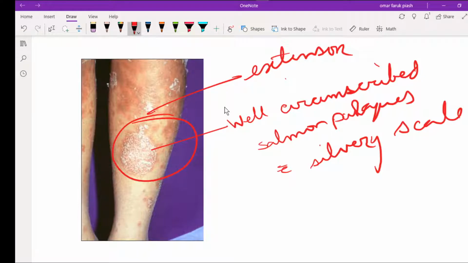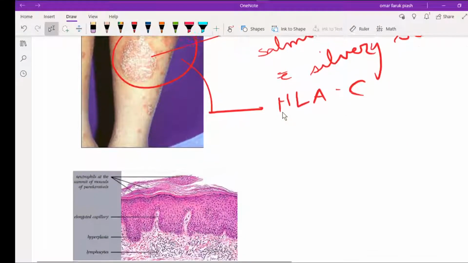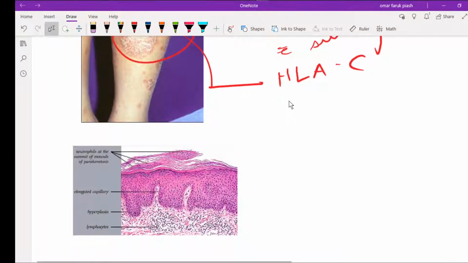Psoriasis happens due to excessive keratinocyte production, and it is associated with HLA-C, and lesions often arise in areas of trauma. And in histology, there is acanthosis. That means epidermal hyperplasia, which is known as acanthosis.